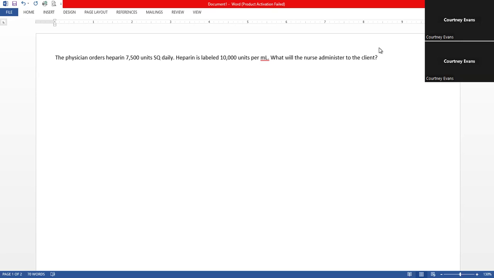All right, so we need to know how many milliliters we're going to administer sub-Q. So we're going to draw this up in a syringe. All right, so that's the way you need to think about this. Okay, so what do we know? This is what our available is: 10,000 units per 1 ml. So let's go ahead in ratio and proportion and put that 10,000 units per 1 ml.